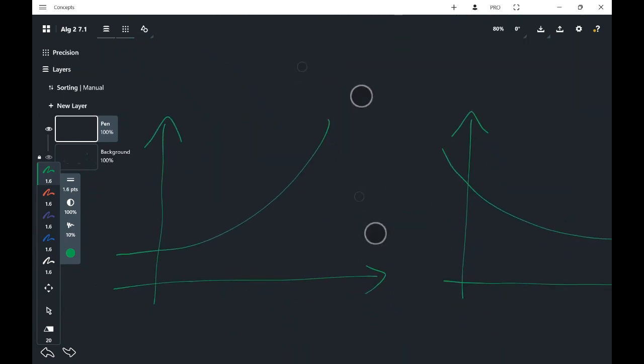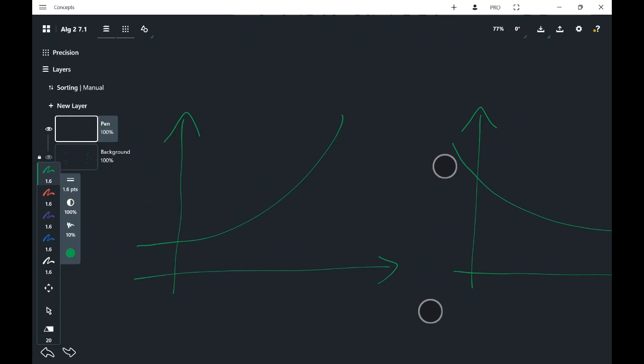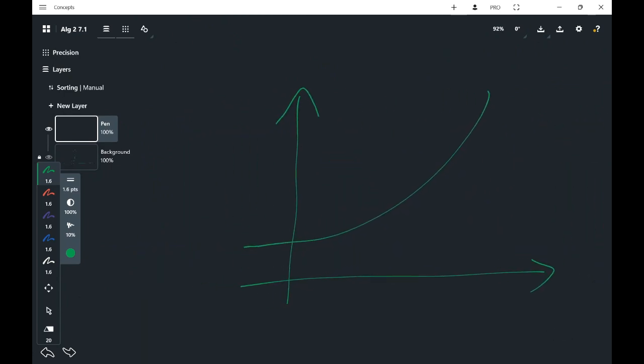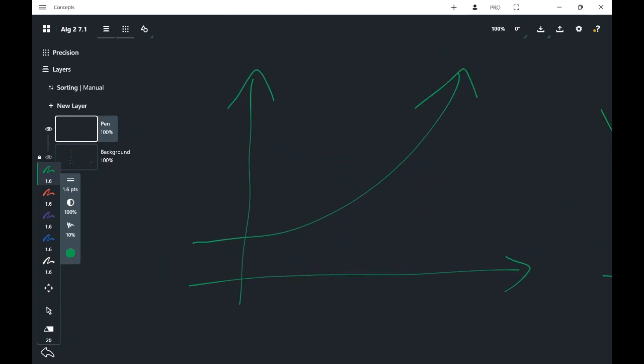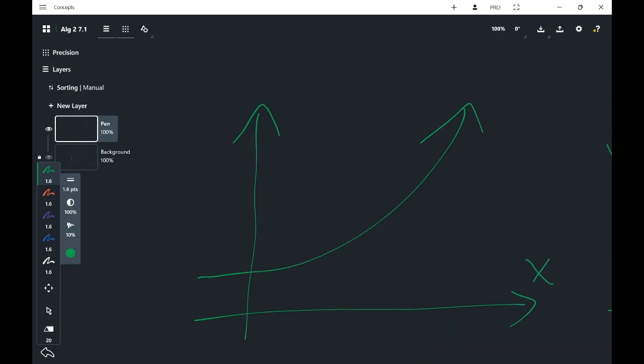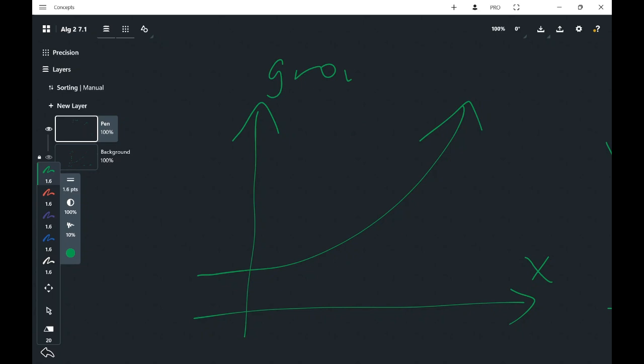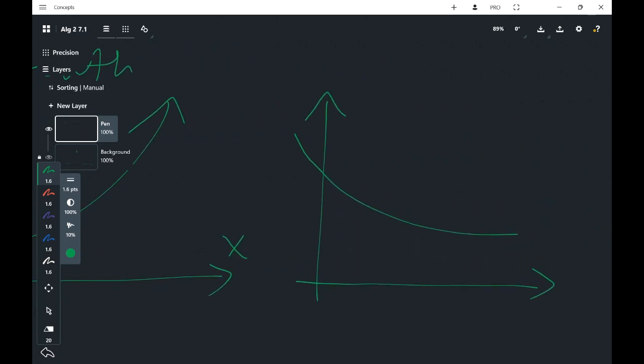So I've drawn two graphs here. You can probably guess this left one here. You see how it's going up as we increase x? This is growth. And likewise, if we're going down as we increase x, this is decay.